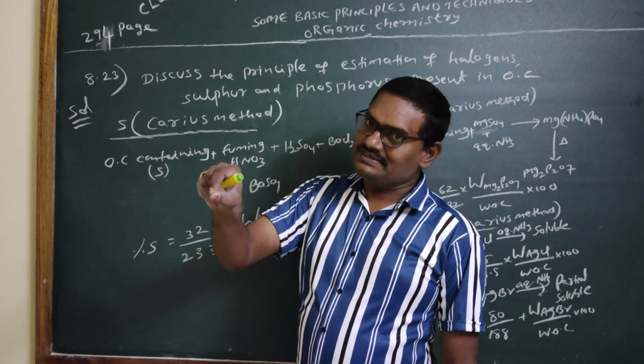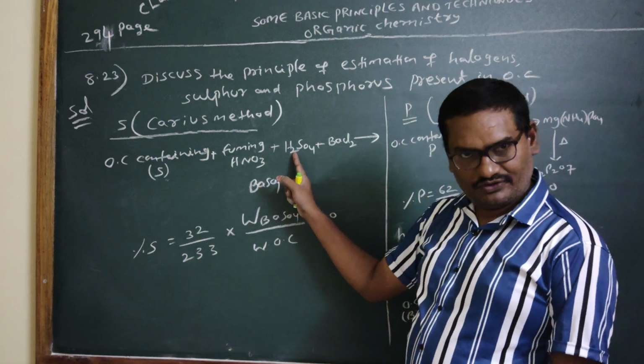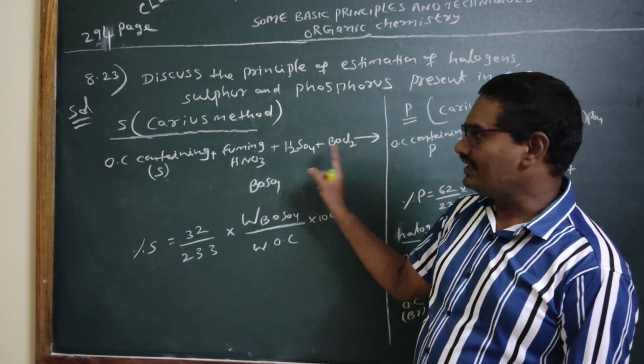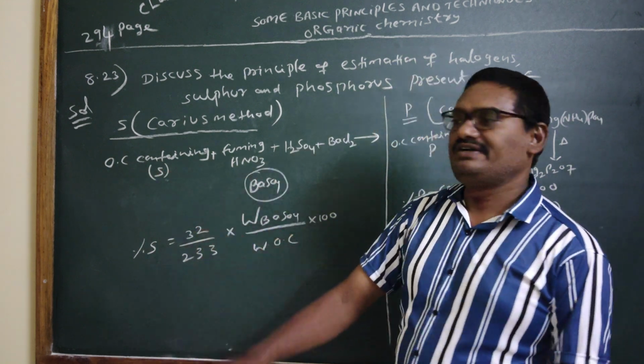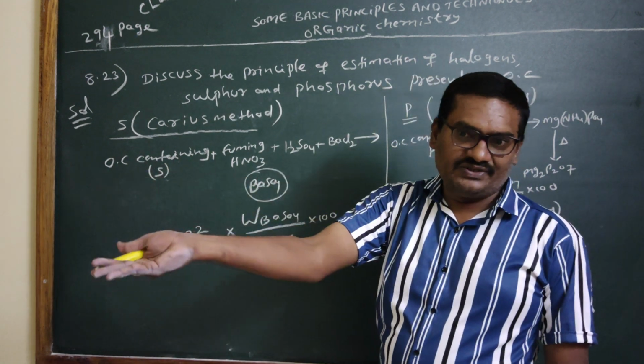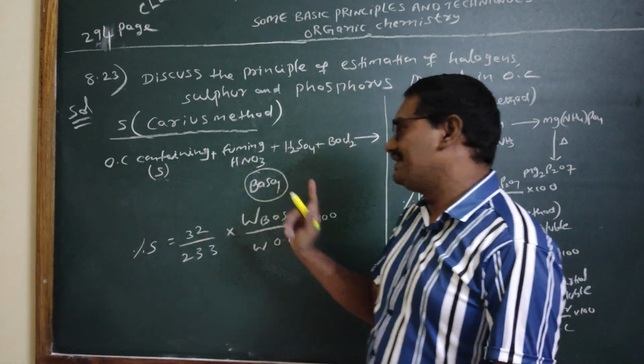For this substance, by adding fuming nitric acid, sulfuric acid and barium chloride, the total sulfur is converted into barium sulfate. 100% of the sulfur is converted into barium sulfate.